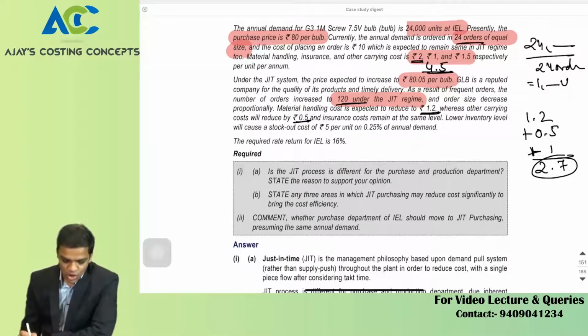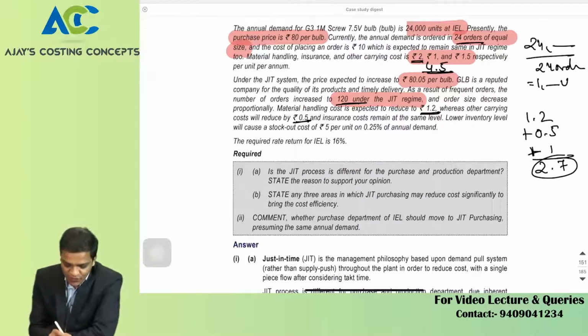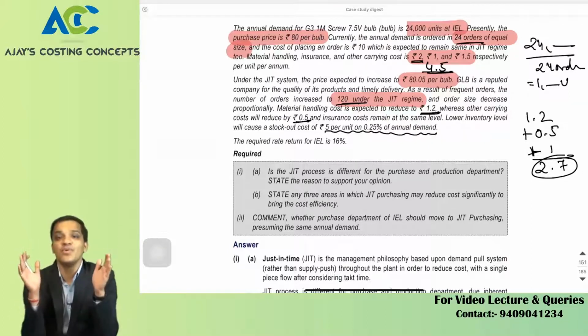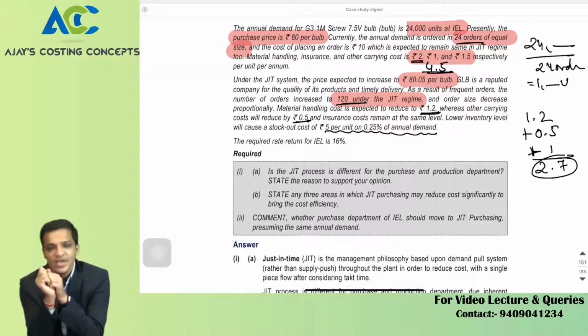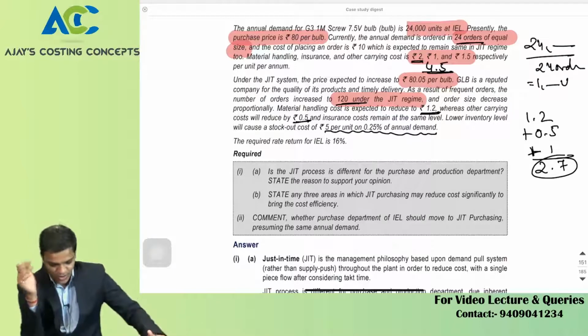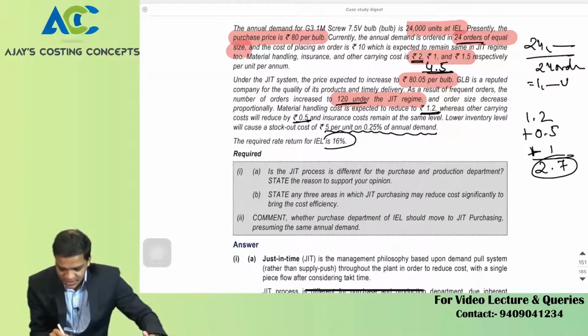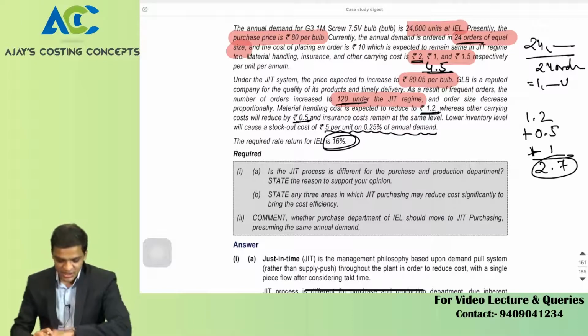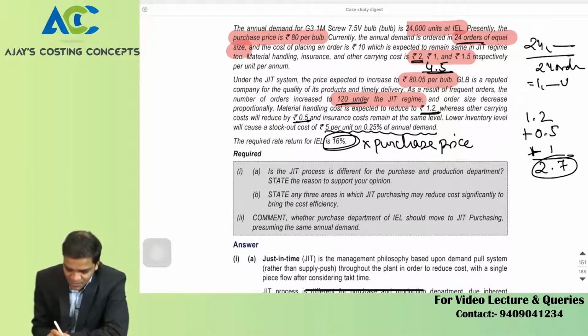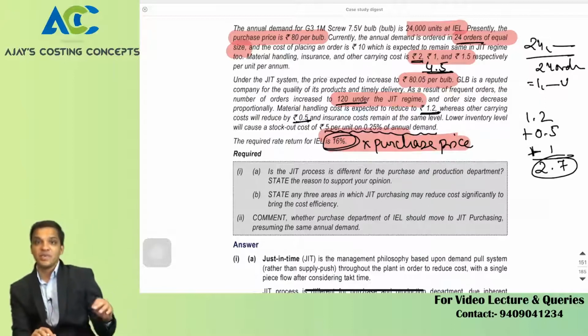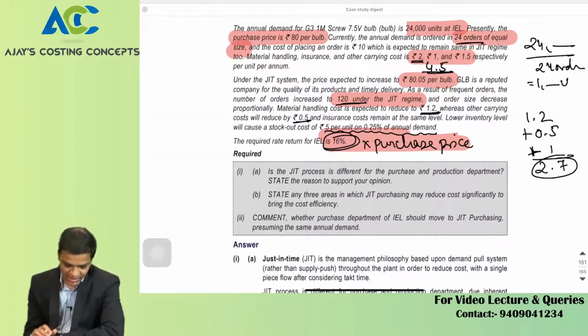Moving onwards, lower inventory level will cost a stock out cost of 5 per unit on 0.25% of annual demand. So, 0.25% of the annual demand will not be met, and for that we have a stock out cost of 5 per unit. And the expected annual rate of return is 16%. Always remember, this 16% is always on purchase price. This is very, very important. So, 16% will be calculated on the purchase price, that is the return expected.